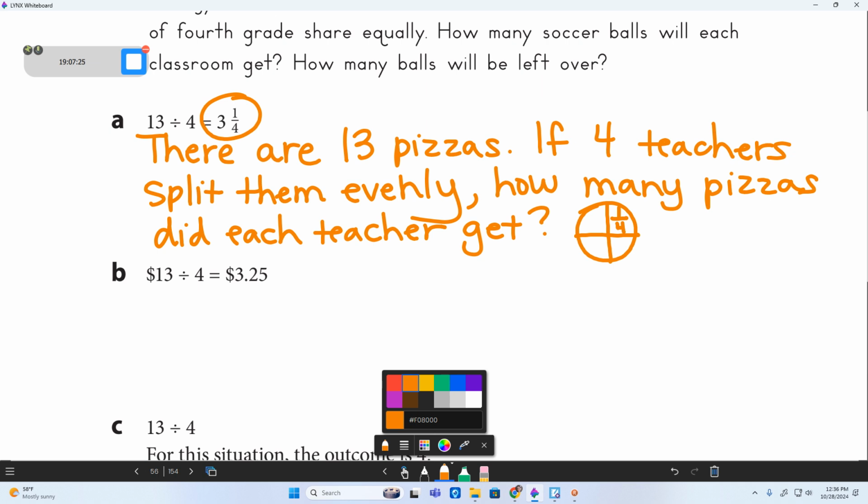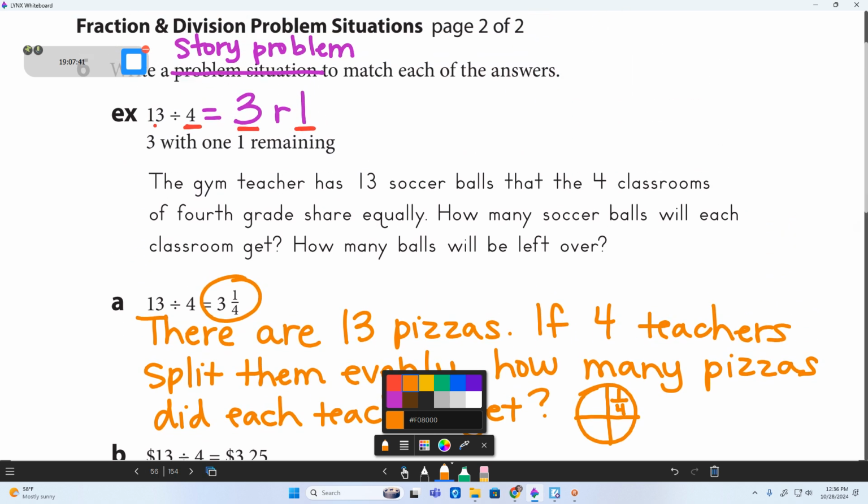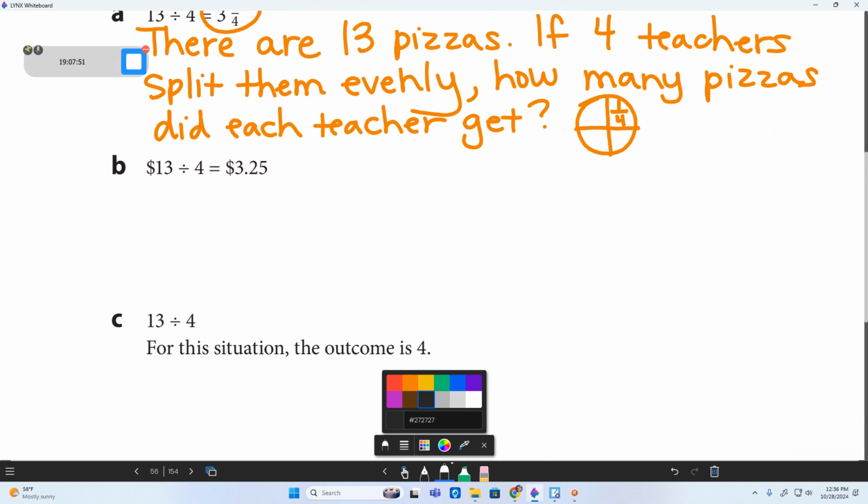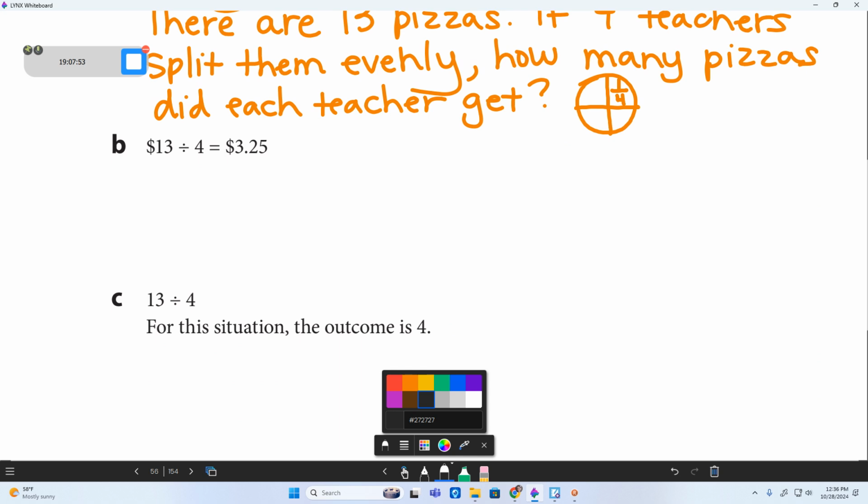All right, the next one is showing the remainder as a decimal, and that's really good for money problems. So now I'm going to write a story that has money involved, and you would write that remainder one as a decimal. Because remember, guys, the mathematical answer is 3 remainder 1. But depending on the story, you might do something different with those remainders. Okay, so let's take a look at the decimal.